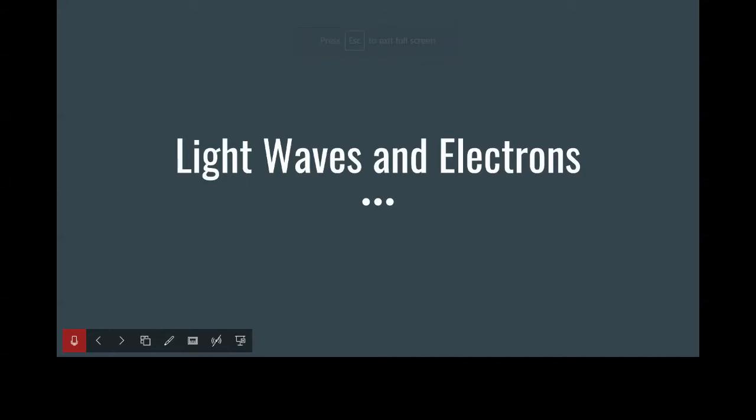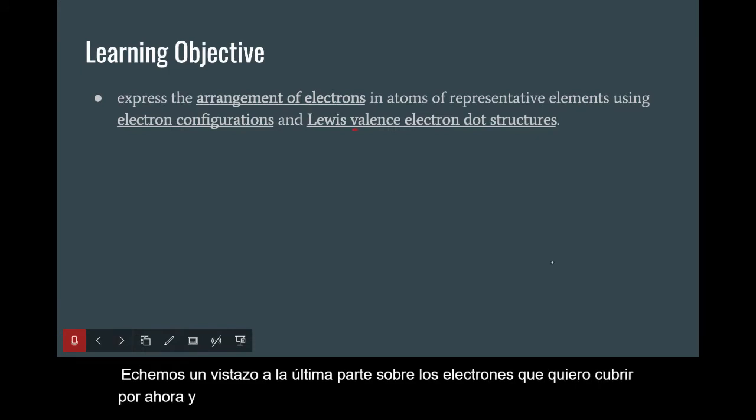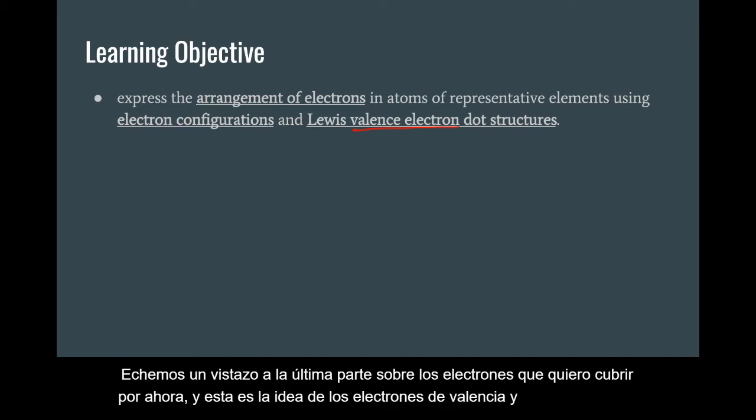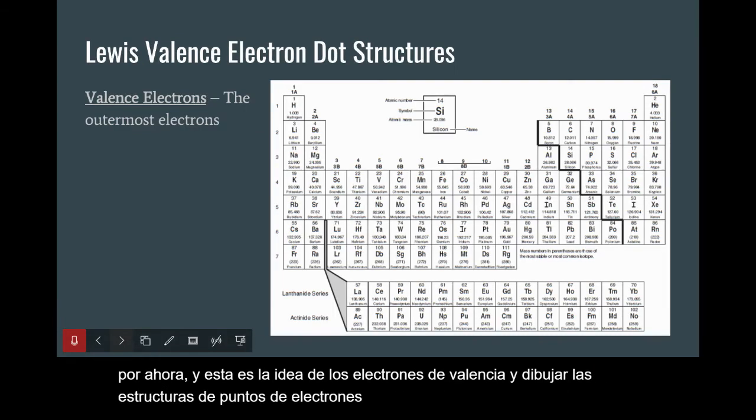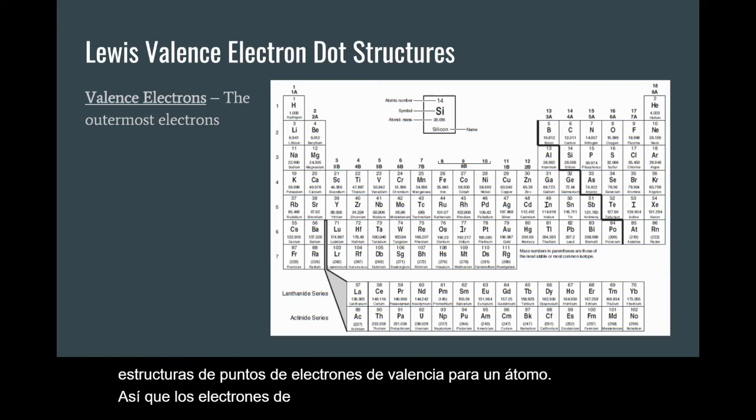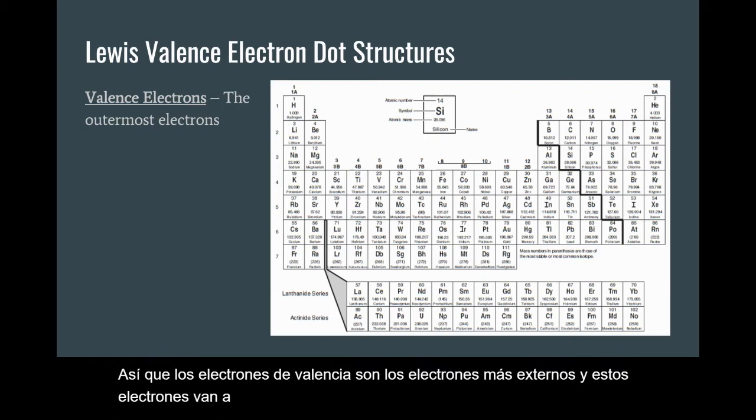Let's take a look at the last part about electrons that I want to cover for now. And this is the idea of the valence electrons and drawing the valence electron dot structures for an atom. So valence electrons are the outermost electrons, and these electrons are going to be the ones that do chemistry.